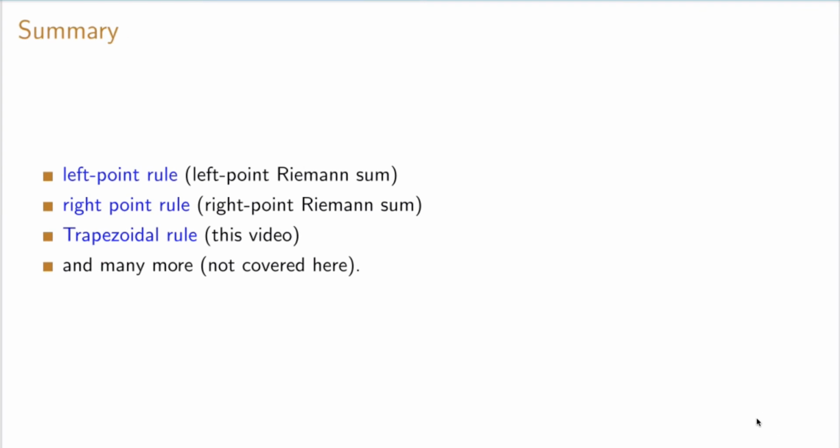Let me summarize. We discussed 3 methods for numerical integration: left point rule, right point rule, which is really nothing else than the Riemann sum, and then the trapezoidal rule, which seems to be quite good actually in numerical integration. There are many more, but we will not discuss the other ones in this class.